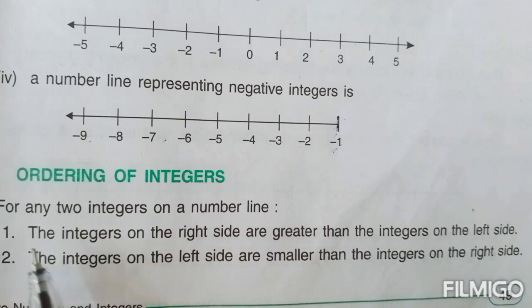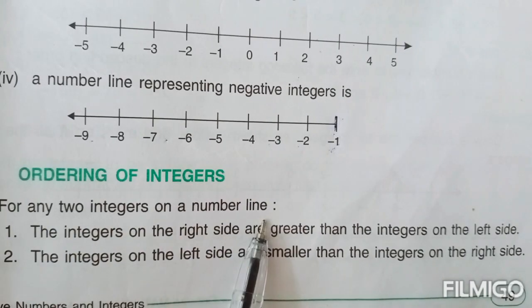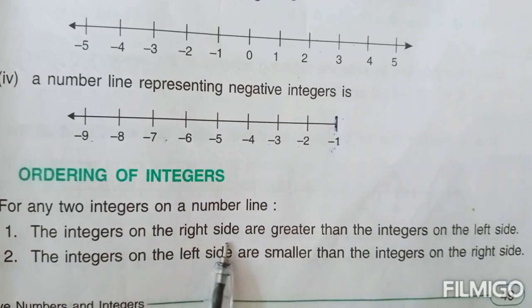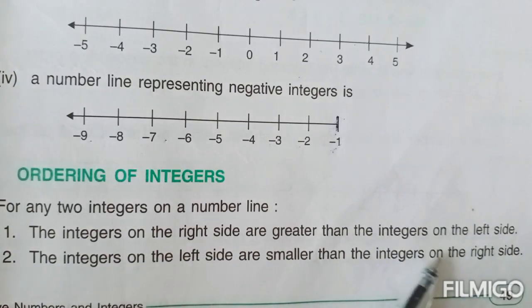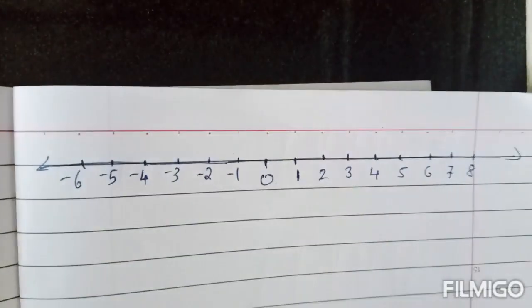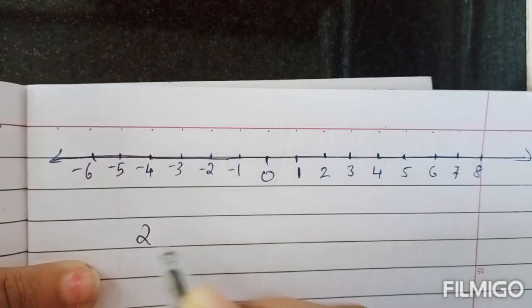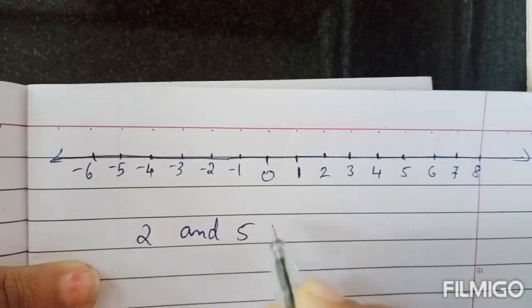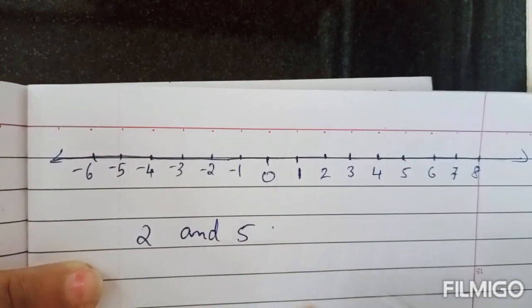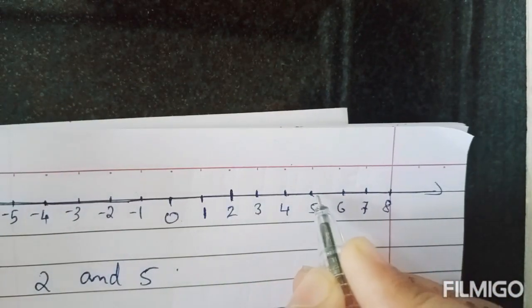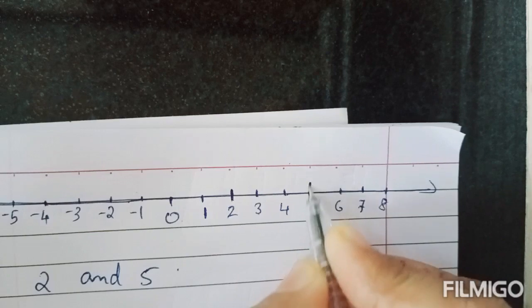So here we are taking two integers on a number line. First one, the integers on the right side are greater than the integers on the left side. Let us take one number line, and in that let us take the numbers 2 and 5. Now we know that this is 2 and this is 5.